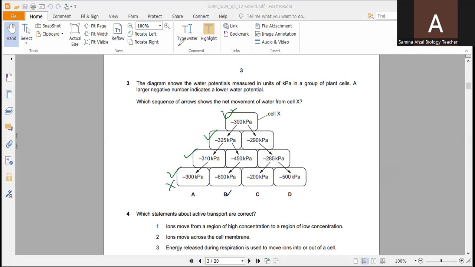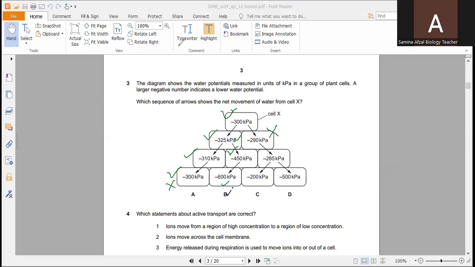The second route is minus 300, so moving to a lower water potential, it is moving in this direction. And then minus 325 to minus 450 is lower as compared to minus 325. So water will move from higher towards the lower, and then again minus 600 is also lower than minus 450, so water will move in this direction. So this route is a proper route, and for the other routes which they have shown, water will not move in this way.